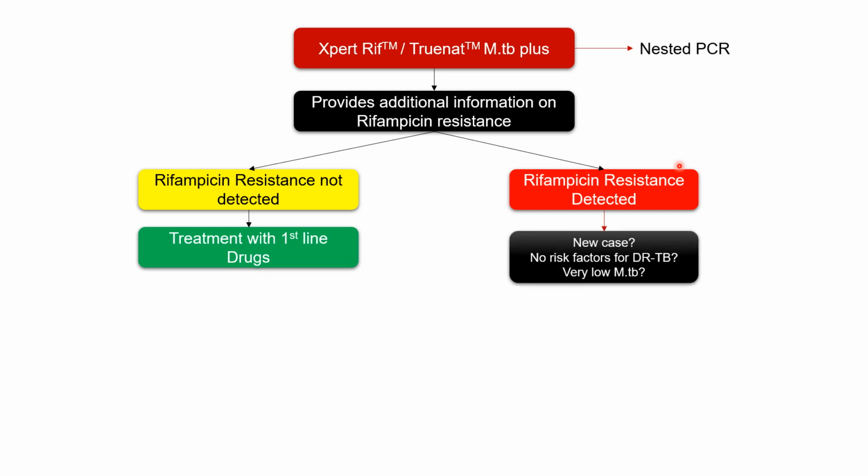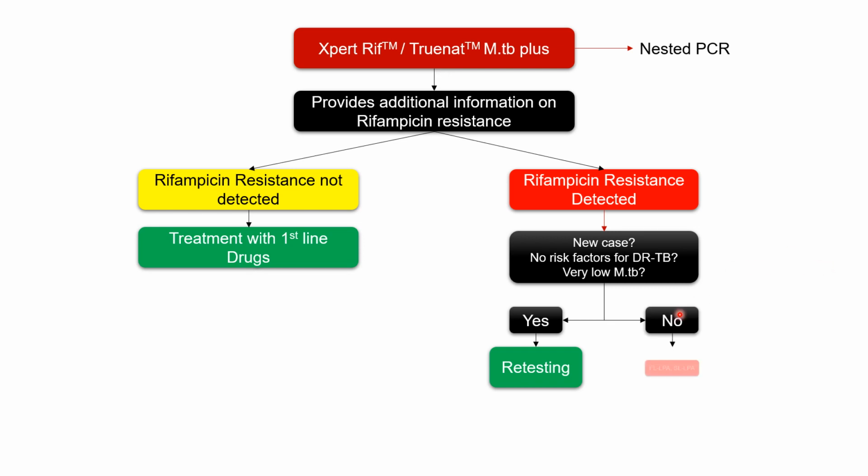We ask ourselves three questions. Is this a new case? Are there no risk factors for drug resistant tuberculosis? And is the Mycobacterium tuberculosis detected very low? If the answer to all these questions is yes, we have to do retesting. We have to retest with Xpert RIF or TrueNAT. But if the answer to all these questions is no, then we have to take the patient for first line probe assay and second line probe assay, because there is a high chance that this is a case of drug resistant tuberculosis.